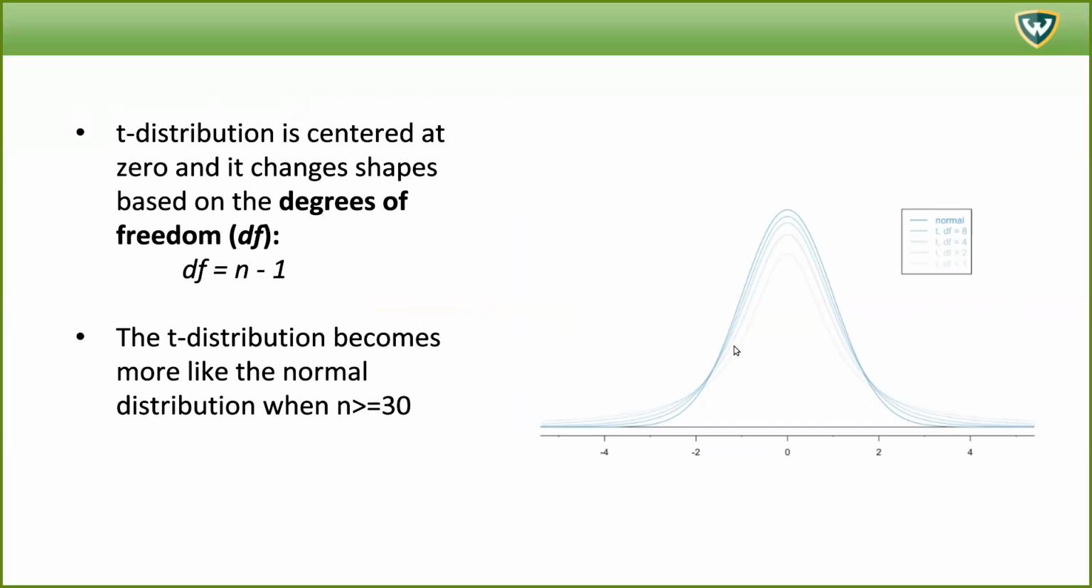So the t-distribution is centered at 0, and it changes shape based on the degrees of freedom, and degrees of freedom is n, the sample size, minus 1. We always leave 1 out just for kind of error. So it's based on the sample size, and the t-distribution becomes more like the normal distribution as it approaches 30.